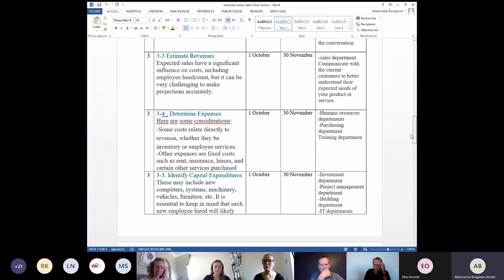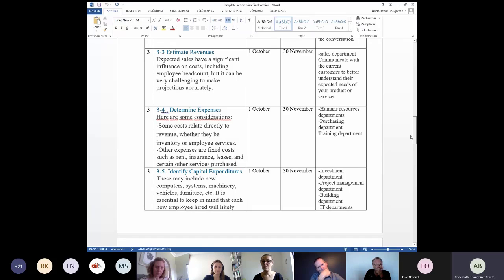3.3 is estimated revenue. Expected sales have a significant influence on cost, including employee headcount, but it can be very challenging to make projections accurately. It starts the 1st October and finishes the 13th November. The concerned party is the sales department. Communicate with the current customers to better understand the expected needs for the product or services.